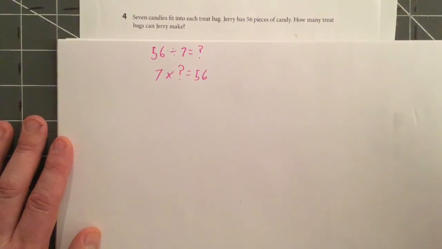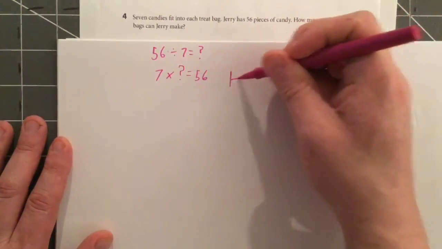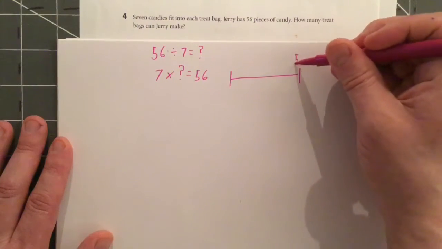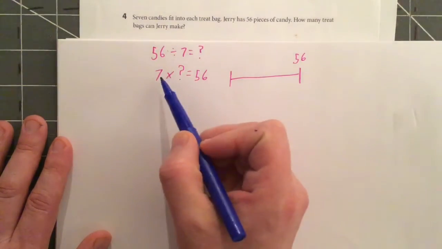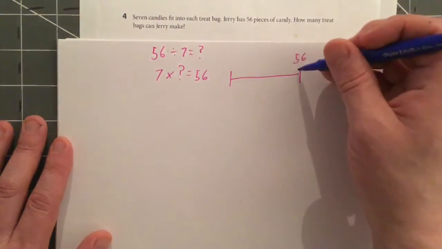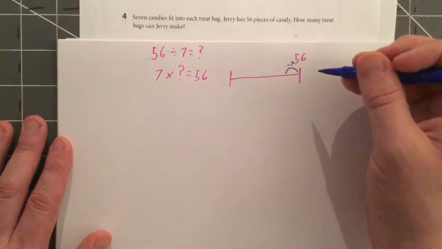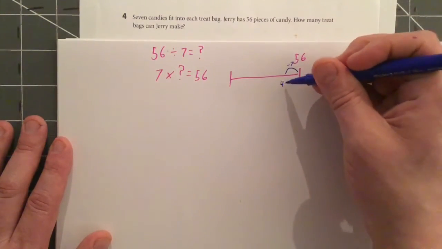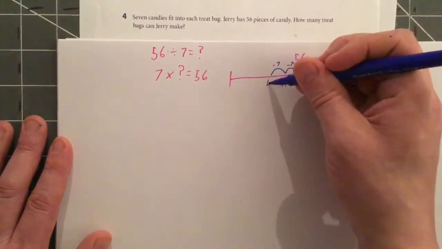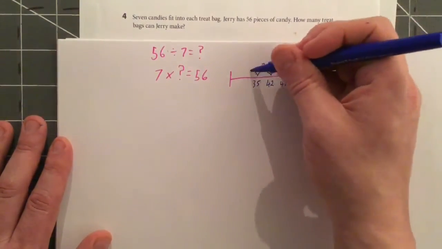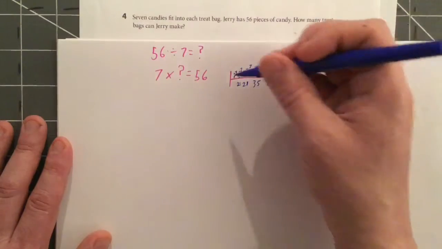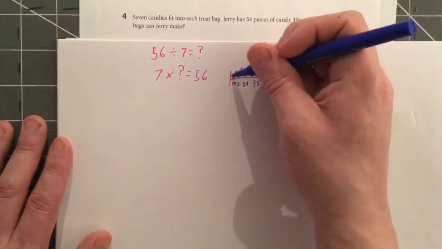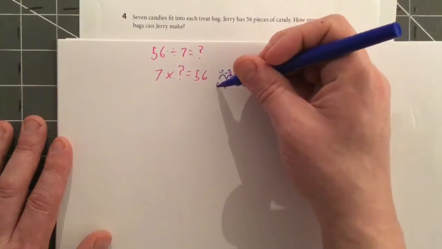We are going to do this one on a number line. I've got 56 right there, and I'm going to jump back 7. I'm going to count my jumps. It's going to give me my total answer. 56 minus 7 is going to get me to land at 49. 49 minus 7 is going to get me to land at 42. 42 minus 7 is going to land at 35. 35 minus 7 is going to get me to land at 28. 28 minus 7 is going to get me to land at 21. 21 minus 7 is going to get me to land at 14. My number line is not long enough. 14 minus 7 is going to get me to land at 7, and then 7 minus 7 is going to get me to land at 0.